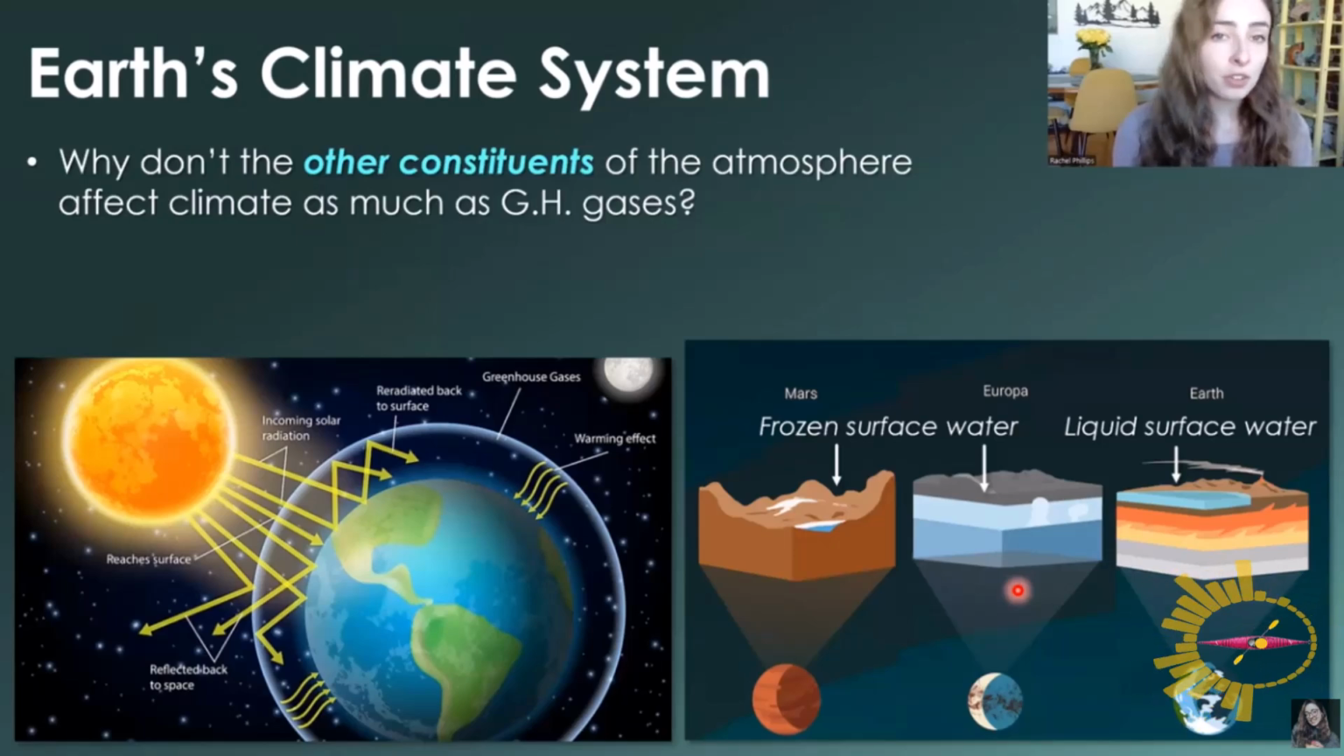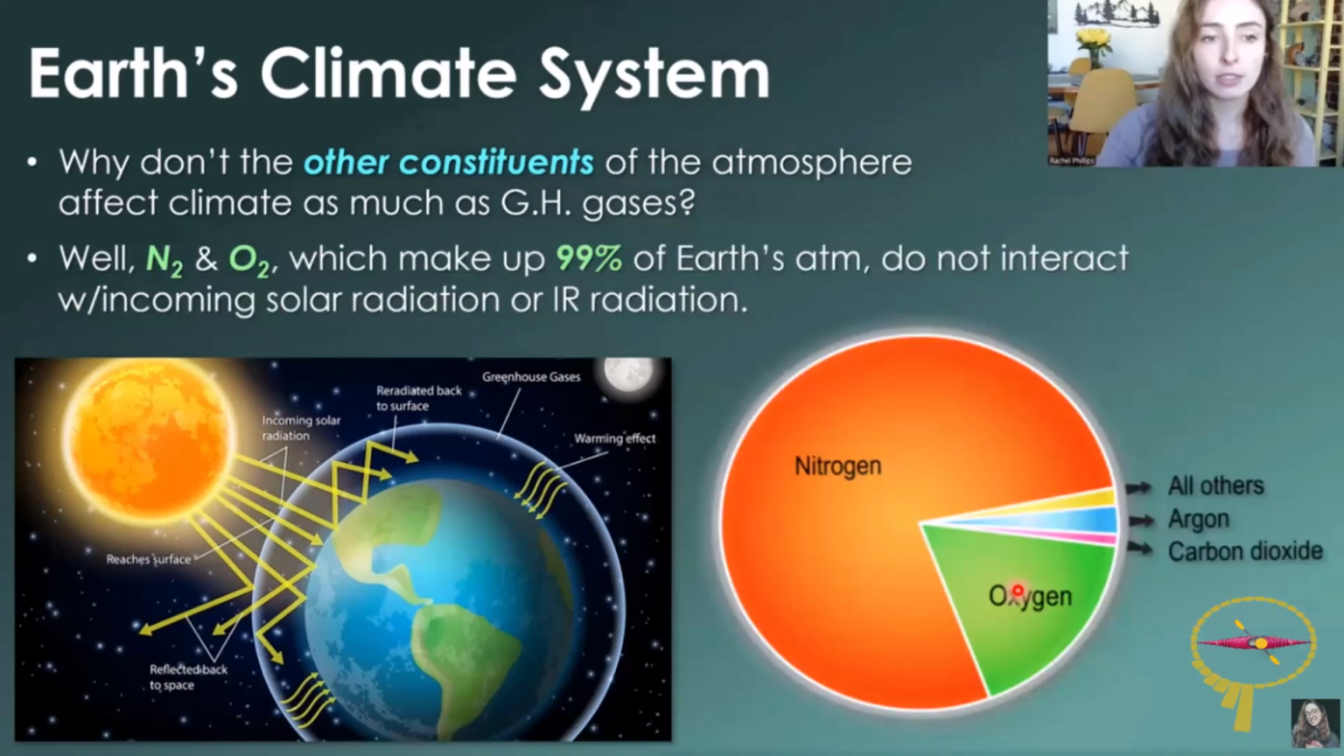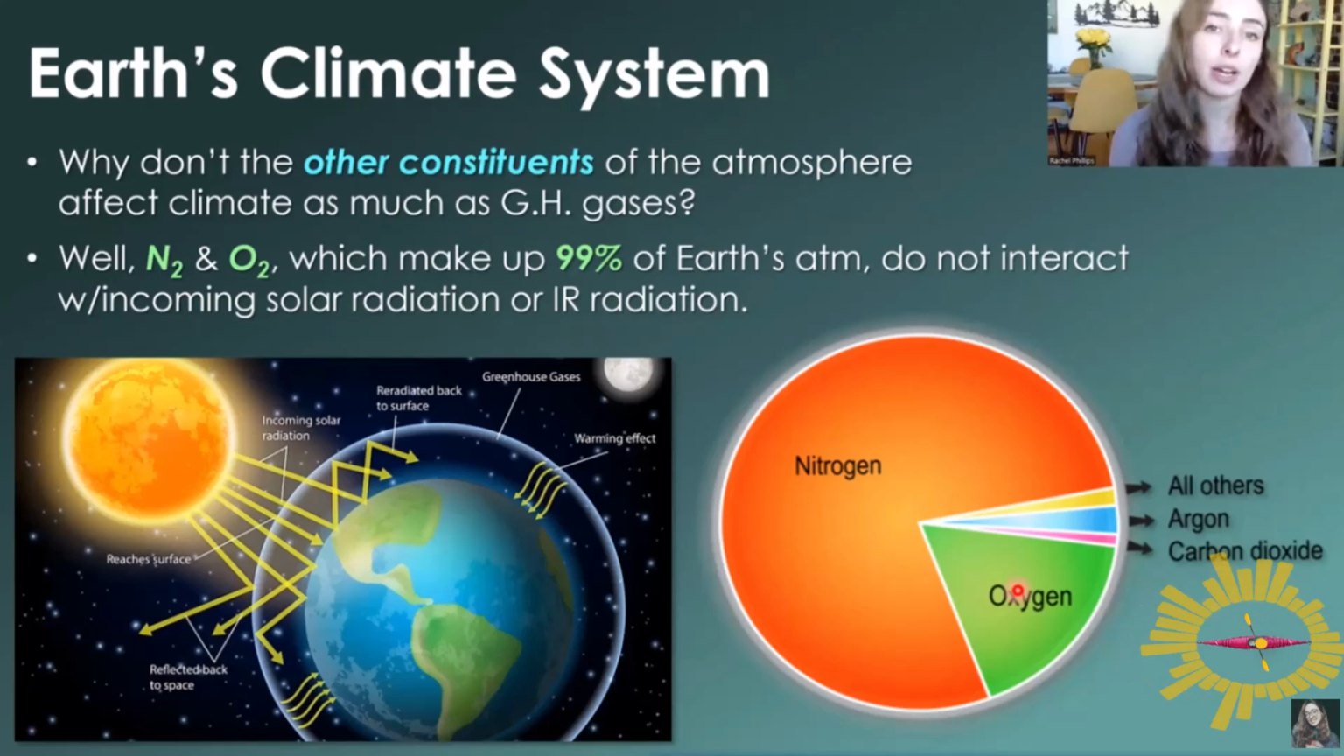So, do other atmospheric constituents affect climate, or is it only greenhouse gases? Well, the major constituents of Earth's atmosphere, nitrogen and oxygen gas, which make up about 99% of Earth's modern atmosphere, do not actually interact with incoming solar radiation or outgoing IR radiation. So they don't really affect the in and out energy balance as much as greenhouse gases do, which is why we tend to focus on greenhouse gases when it comes to atmospheric constituents that cause global temperature changes on Earth.